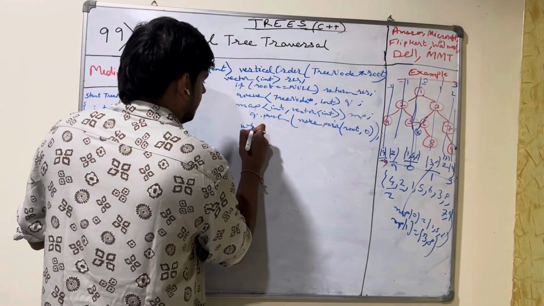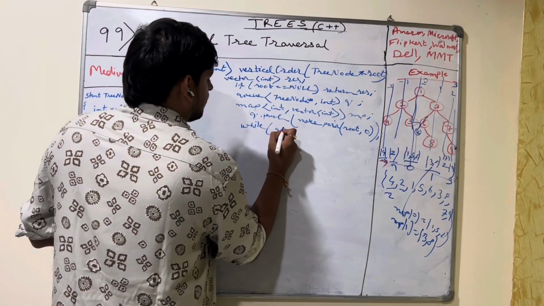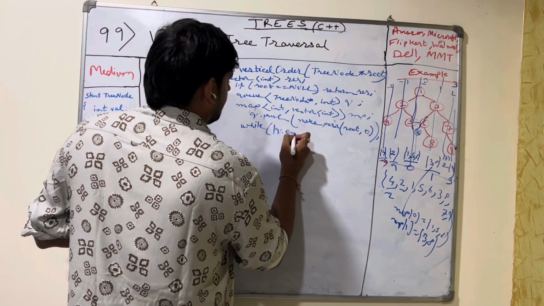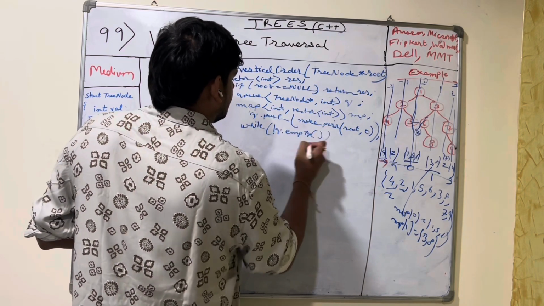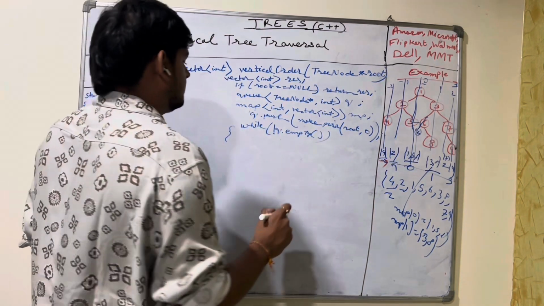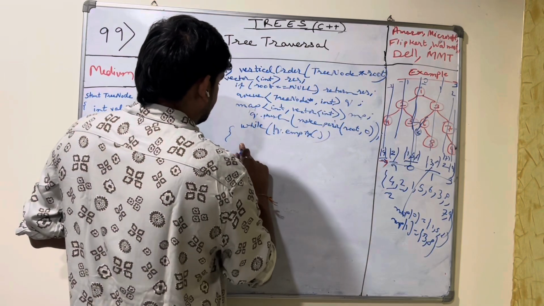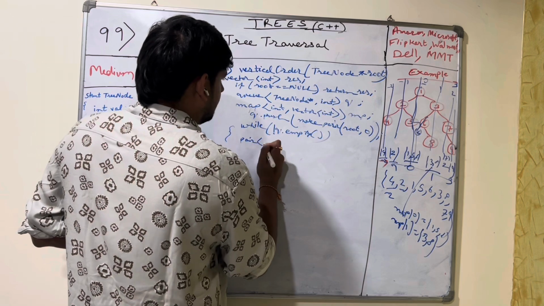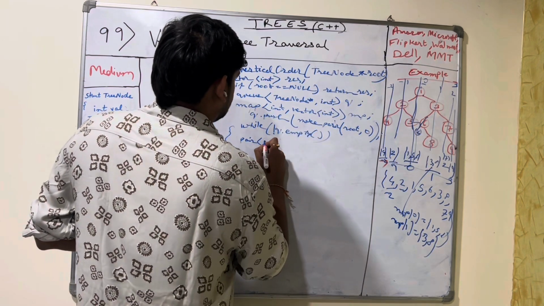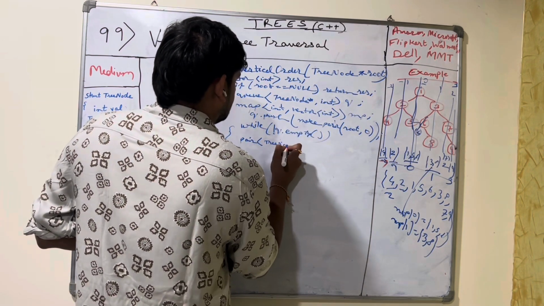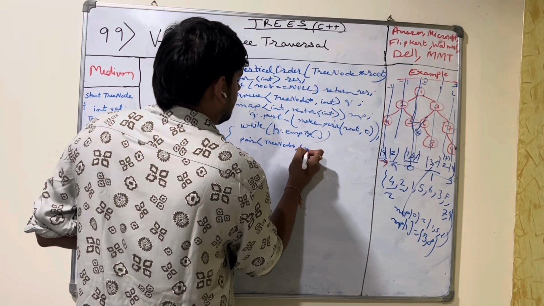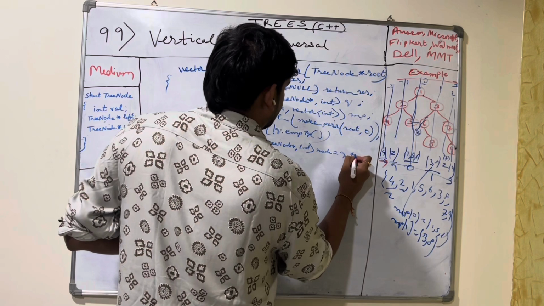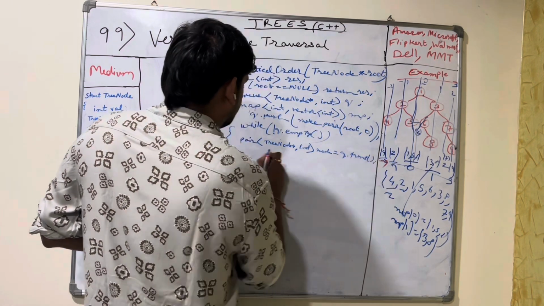So while the queue is not empty, that time we will do this: store this value here, pair of struct node comma int, node equal to q dot front. We will pop the queue.